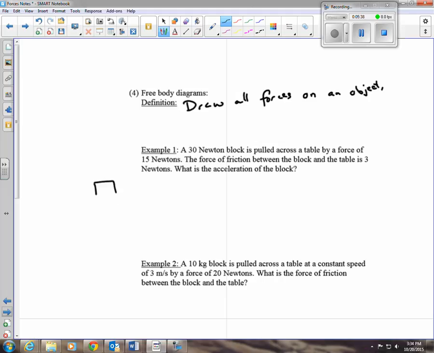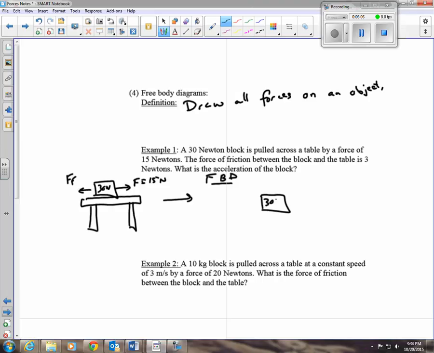So if I was to sketch it, I might do something like this. I have a 30 Newton block, pulled this way with a force of 15 newtons. I have the table down here. And then I got another force back the other way, force of friction. But when I do the free body diagram, I don't draw the table, I only draw the block that I'm interested in. So I have the block here is 30 newtons, and I want to draw the forces acting on it. Well, I know gravity is acting on it down this way.